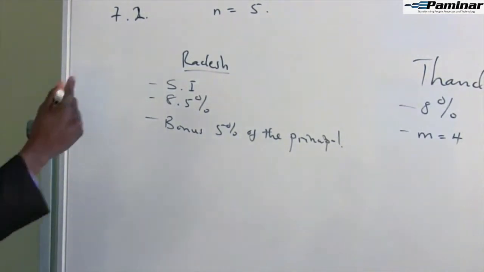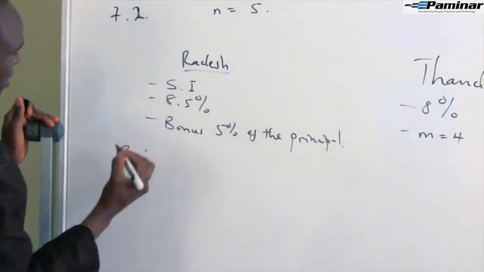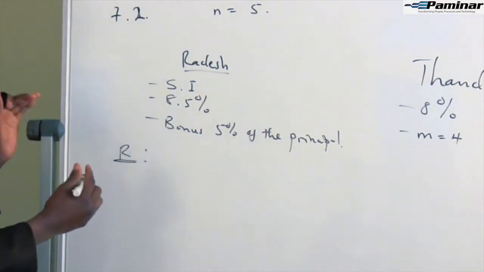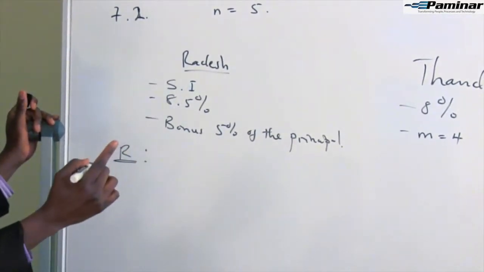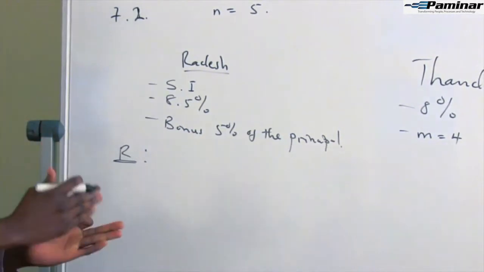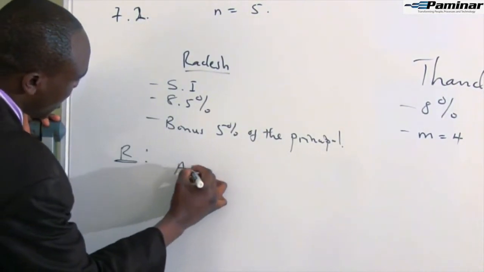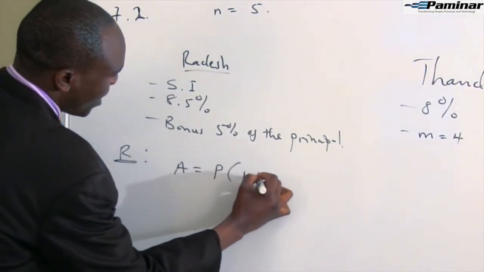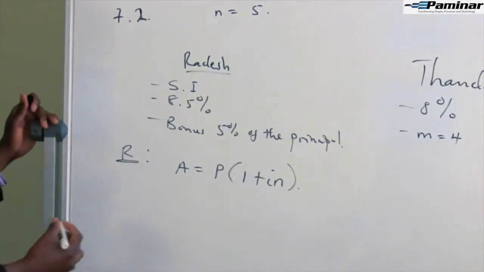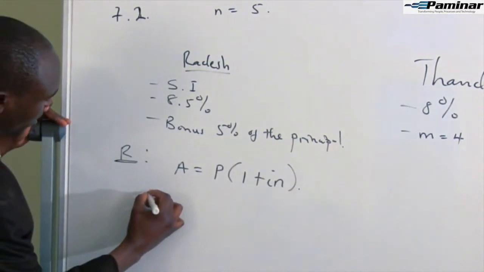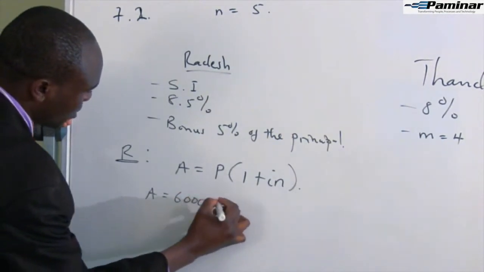Alright? So now, let's start with Rajesh first. Now, the working is as follows. He's going to invest 6,000, but let's use the formula first. The simple interest formula, right? Because the amount of money is going up, it's not decreasing. So we're going to use A is equal to P(1 plus in). So what is our A? That's the one that we're going to look for. What is P? P now is 6,000.